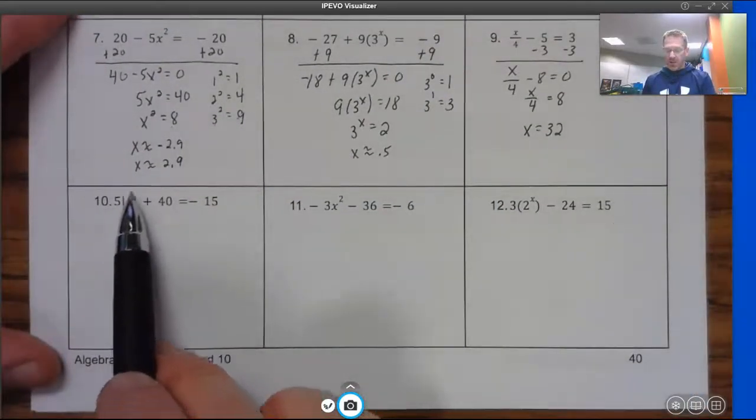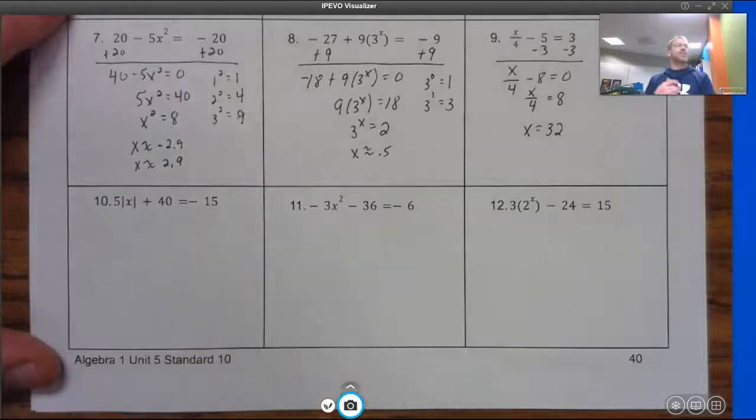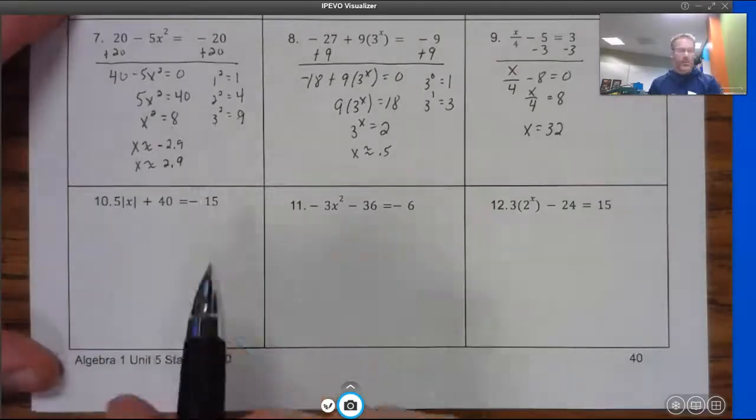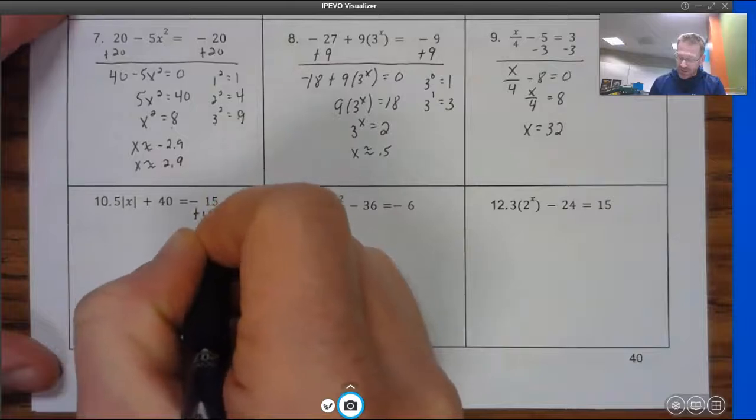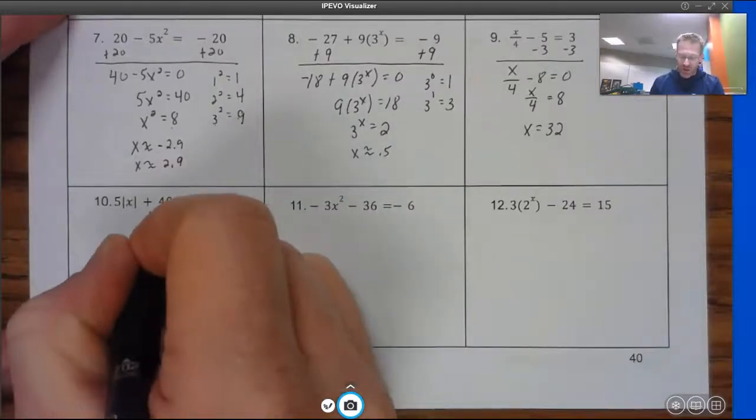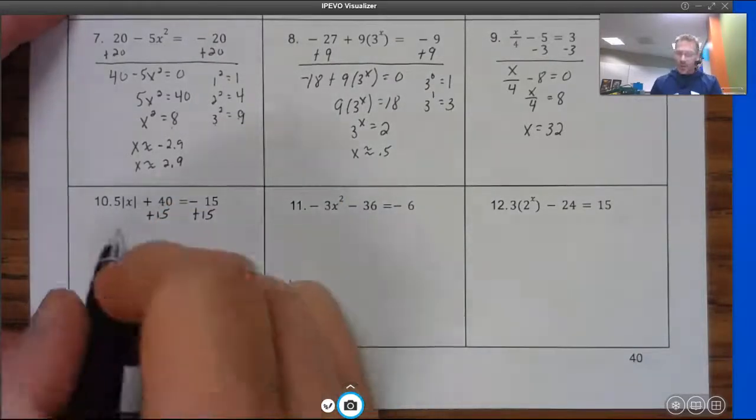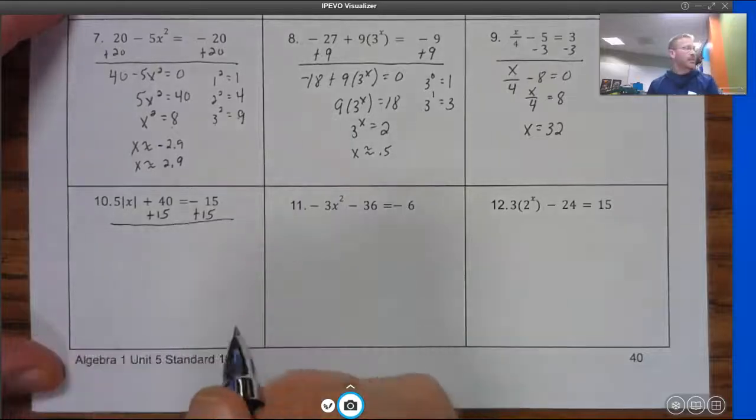So looking at this problem, I see my absolute value bars, so I'm expecting 2 solutions here. It's not equal to 0, so I'm going to make it equal to 0 by adding 15. And then once again, I'm going to find my number. Now my number is back on this side again. So number to number, variable to variable.